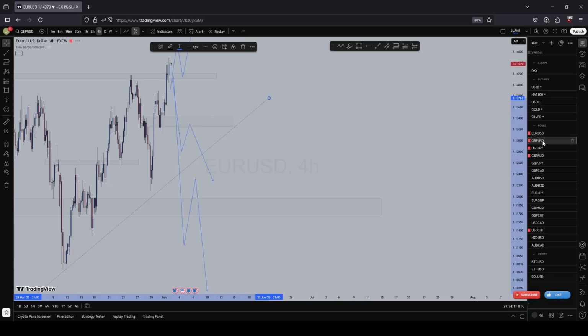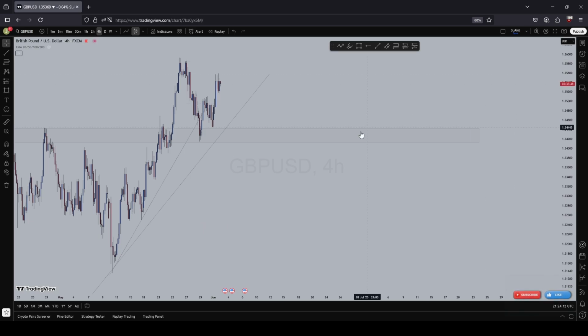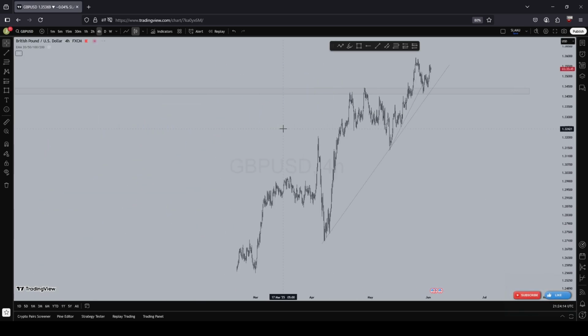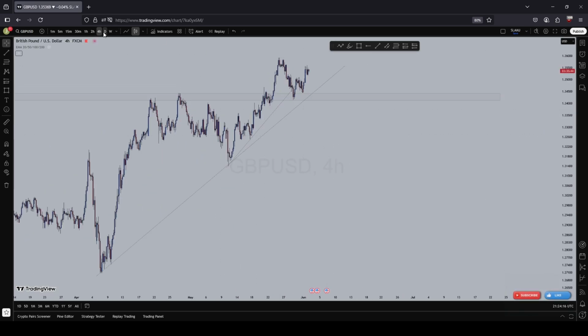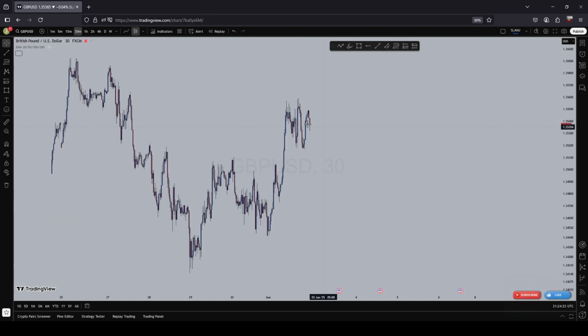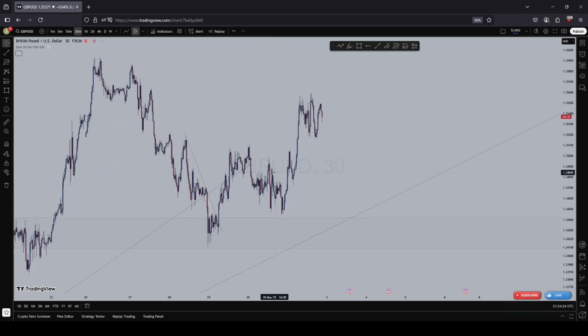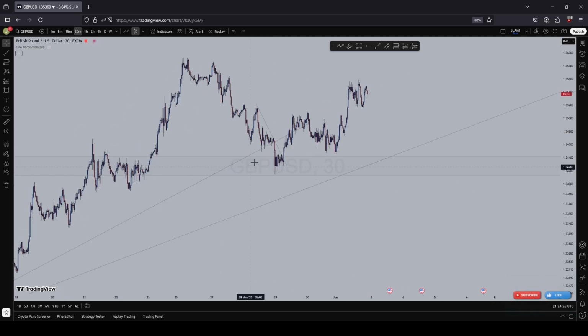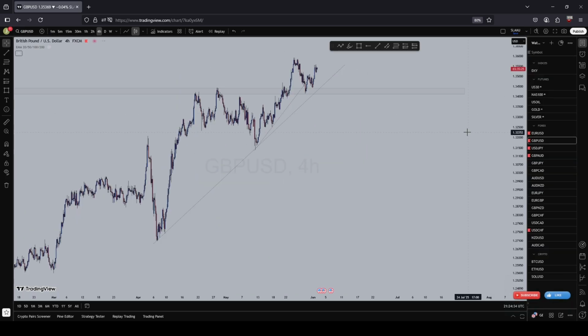Let's go to the next pair. GBP USD is also very similar. Price has broken this structure here and it has retested. So I think last week I took a position here also. Was it? Yeah, I'm not certain. No, I didn't take it. I marked it out, but I didn't take it.